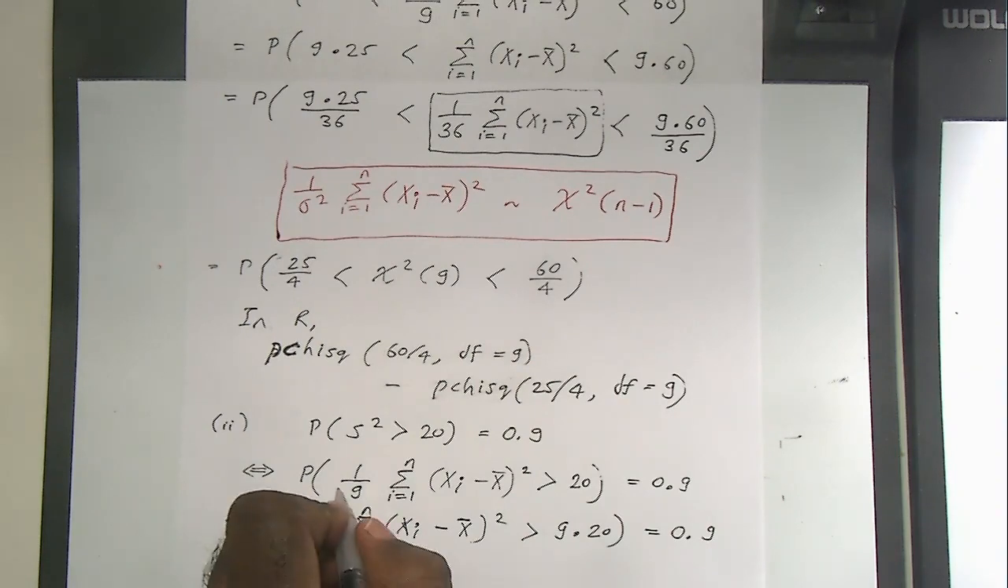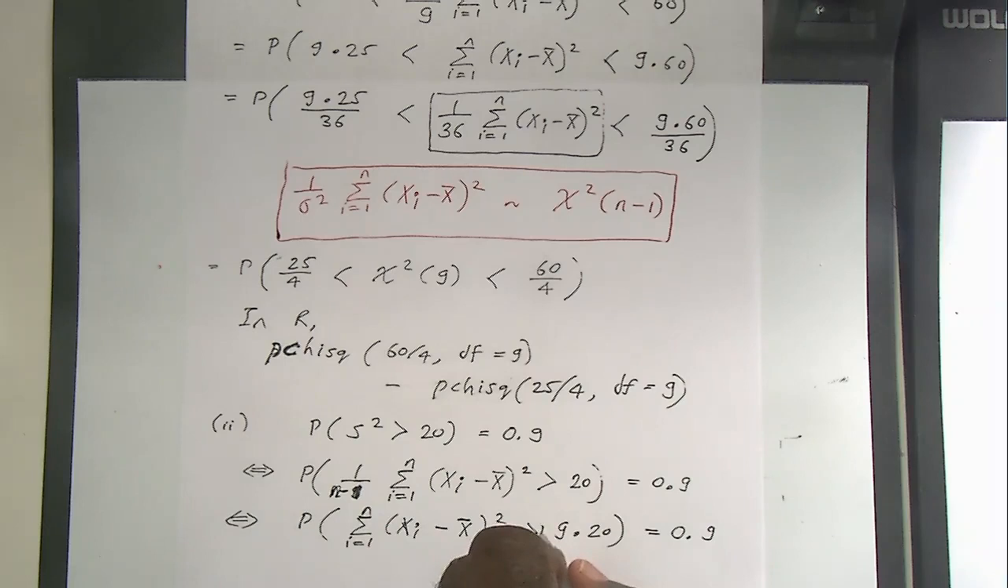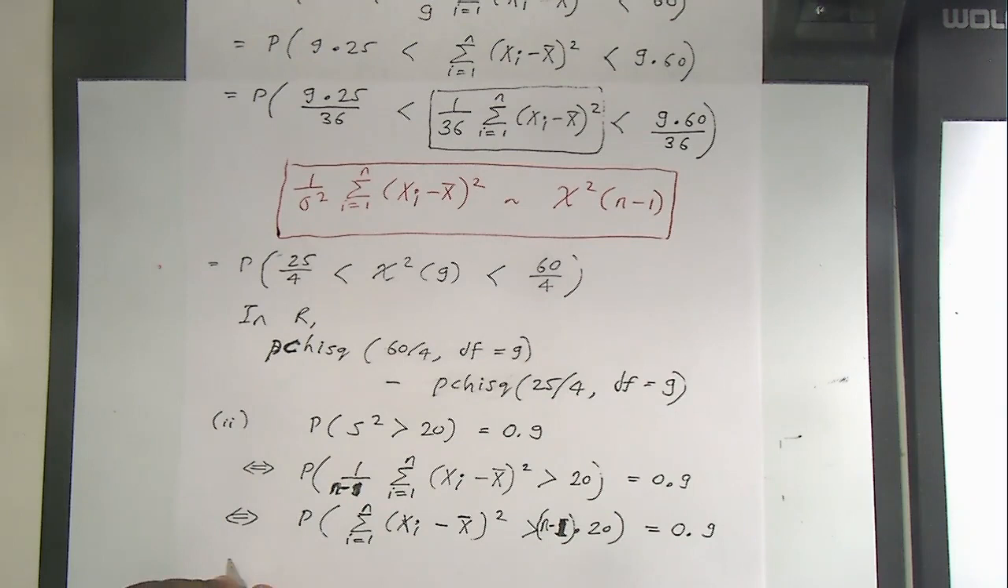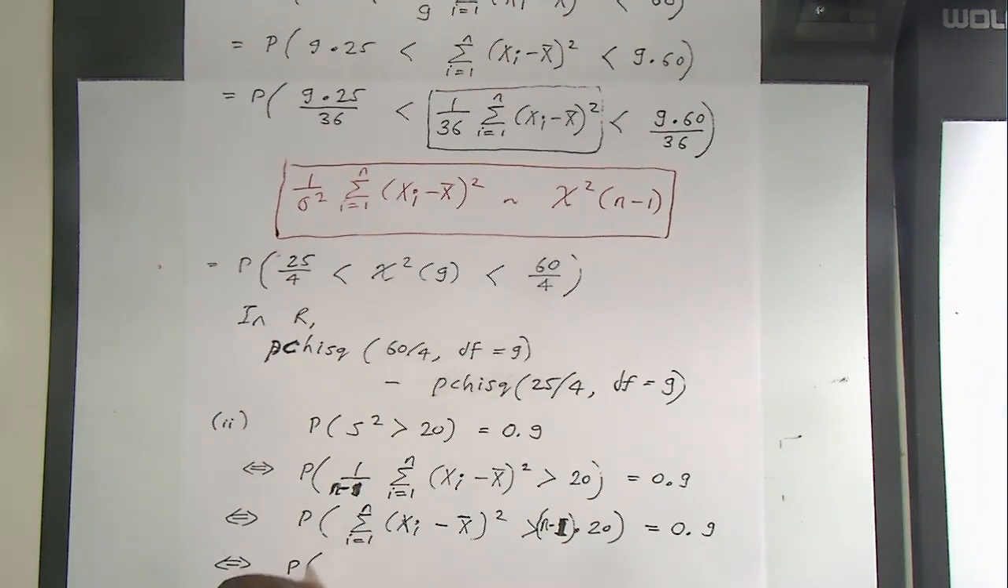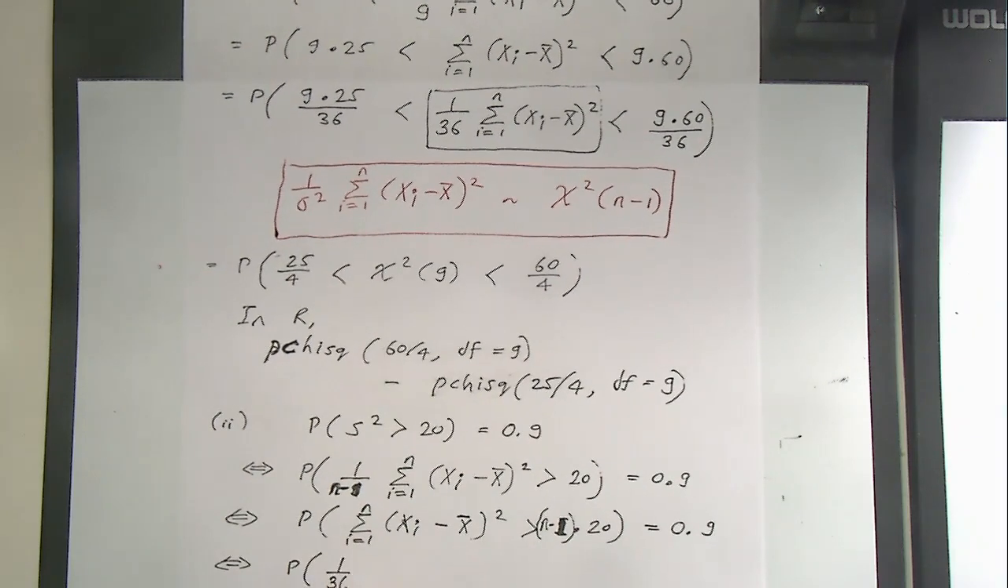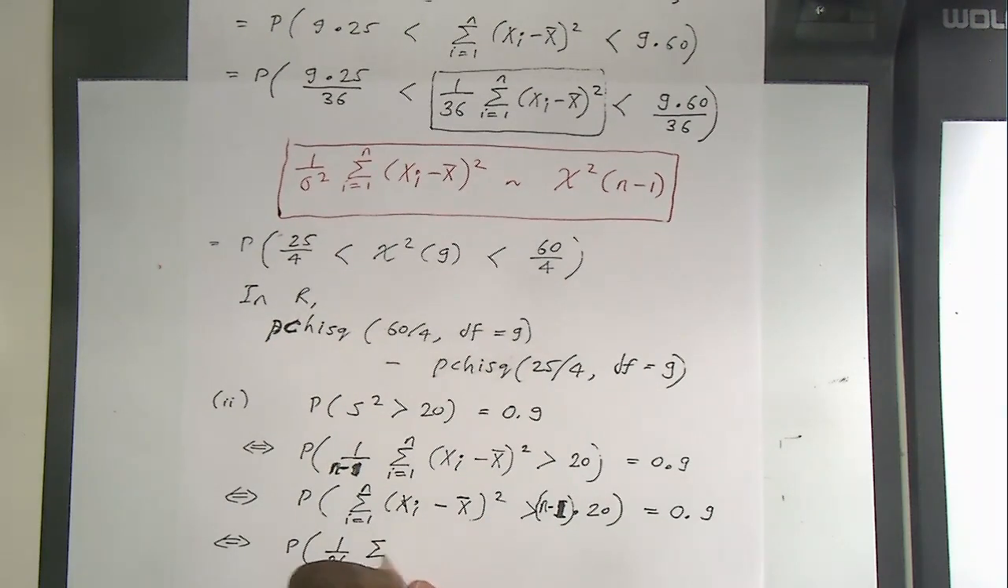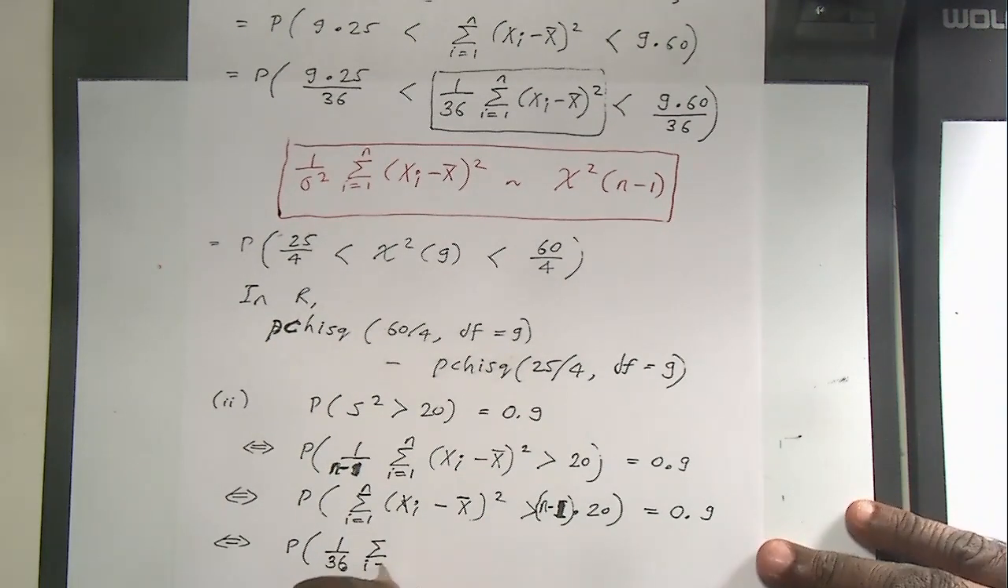Oh, sorry, I made a mistake here. We don't know the sample size, so this should be n minus 1, not 9. N is the sample size, guys, so it's n minus 1. Now if we divide both sides by sigma squared, which is 36, you get this.